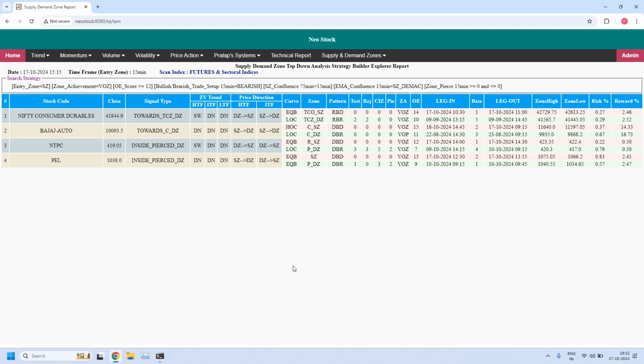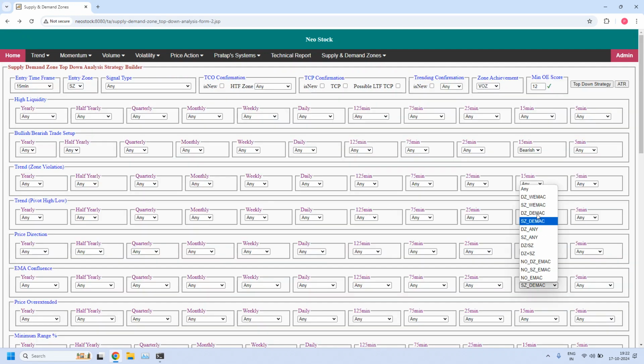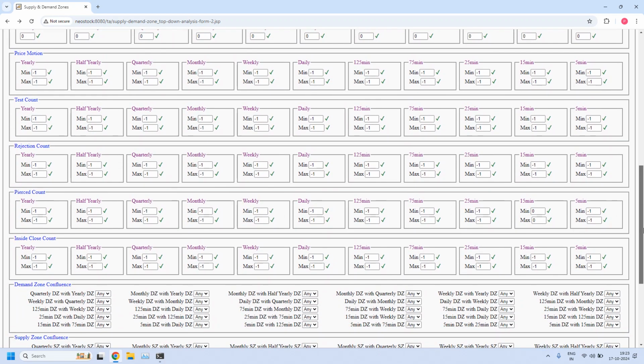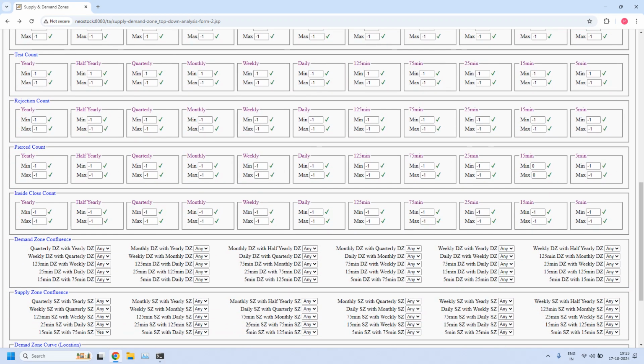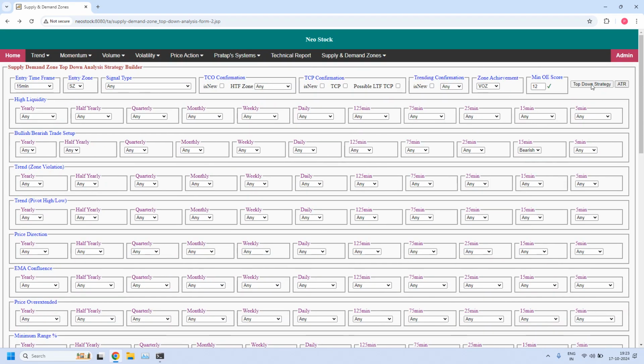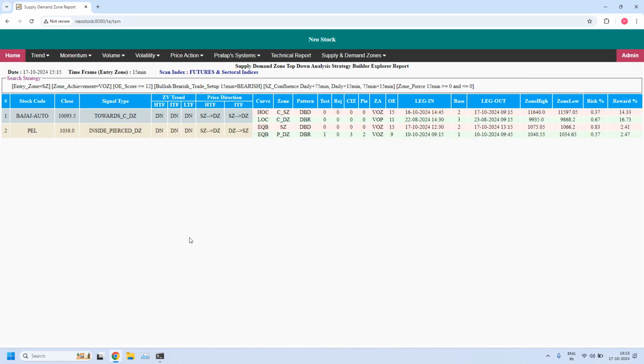Okay, now let's look for next of LTF, ITF, HTF confluence. Removing this EMA filter. In the supply zone confluence, already we set 15 minute supply zone with 75 minute supply zone. This filter is enabled. Now two more filters, 15 minute supply zone with daily supply zone confluence, 75 minute supply zone with daily supply zone confluence. With all the three filters, LTF, ITF, HTF confluence, we got only two stocks. And both these stocks are downtrend.